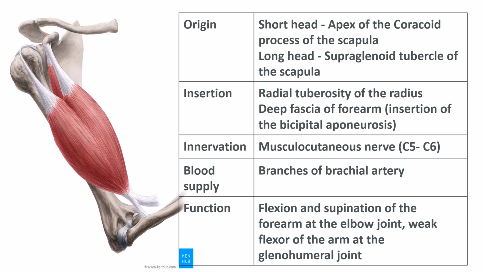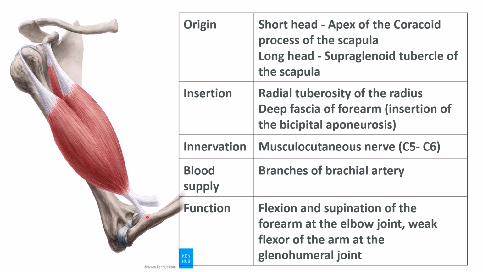Let's use the biceps brachii muscle as an example. The biceps brachii actually has a short head and a long head. The short head has its origin in the apex of the coracoid process, whereas the long head has its origin in the supraglenoid tubercle of the scapula or shoulder blade.